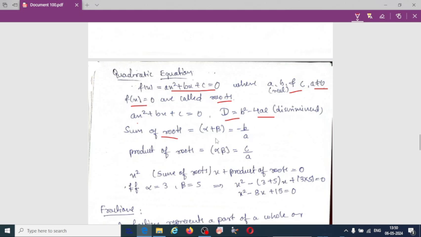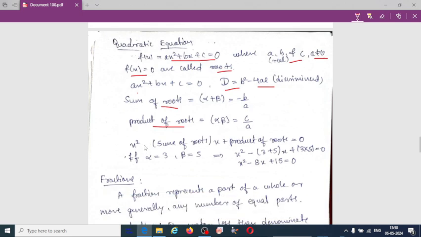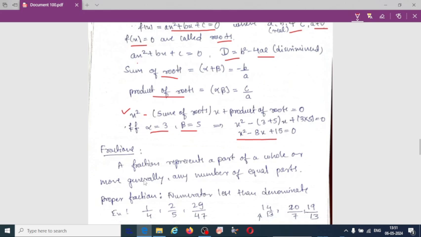The sum of the roots, alpha plus beta, is minus b by a. The product of roots, alpha into beta, is c by a. Alpha and beta are nothing but the roots. So we can also represent the quadratic equation in the form x square minus sum of roots into x plus product of roots equal to 0. Let us take alpha and beta, the roots, as 3 and 5. Then you can find the quadratic equation, or else you can find the roots from the given equation, vice versa.